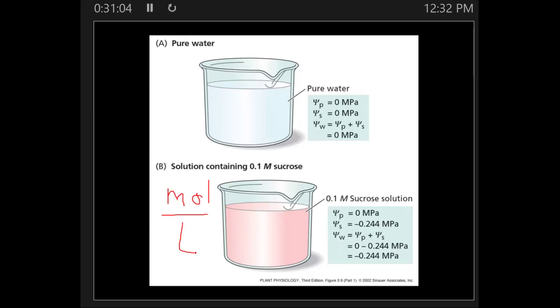Then they added those two up, of course, because the pressure value is 0, and the overall potential is negative 0.244. So this is how they start doing these calculations. They look at what ψP is, what ψS is, and add those together, and that gives you your overall ψW.